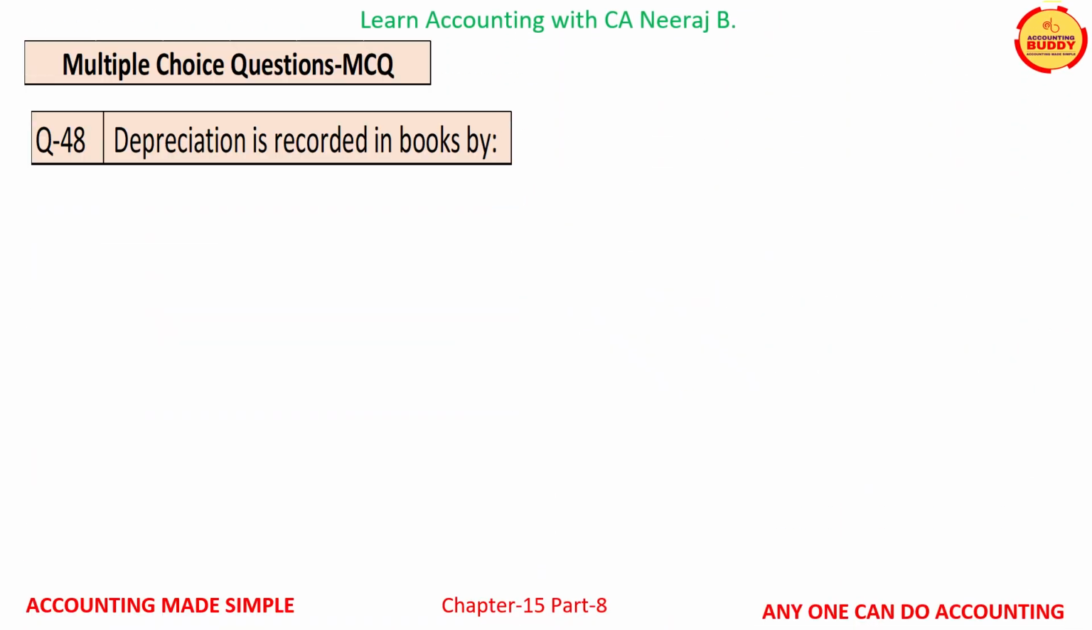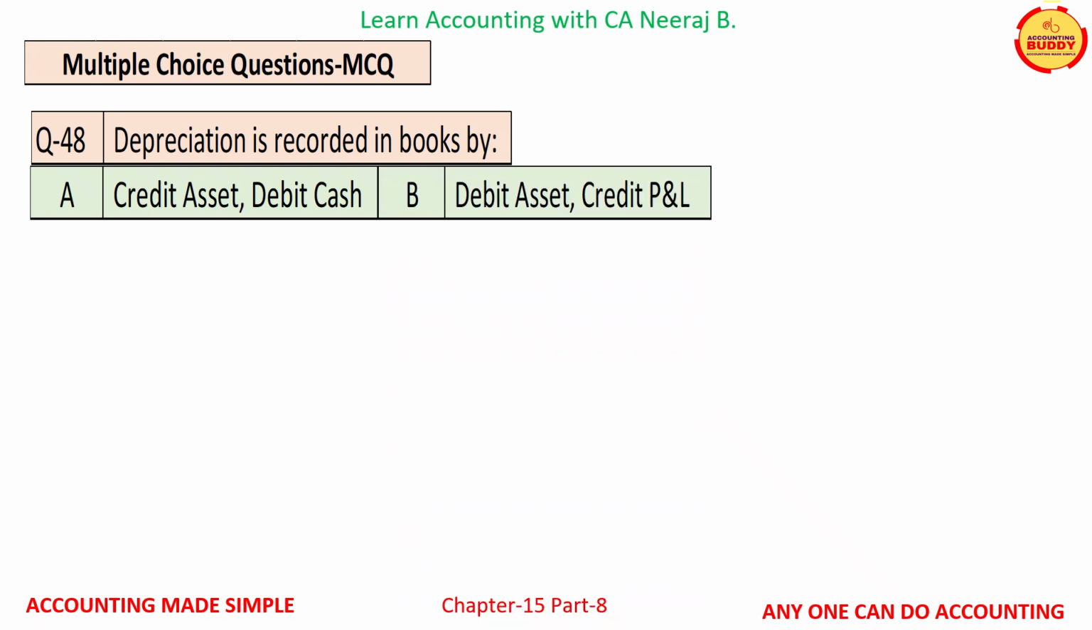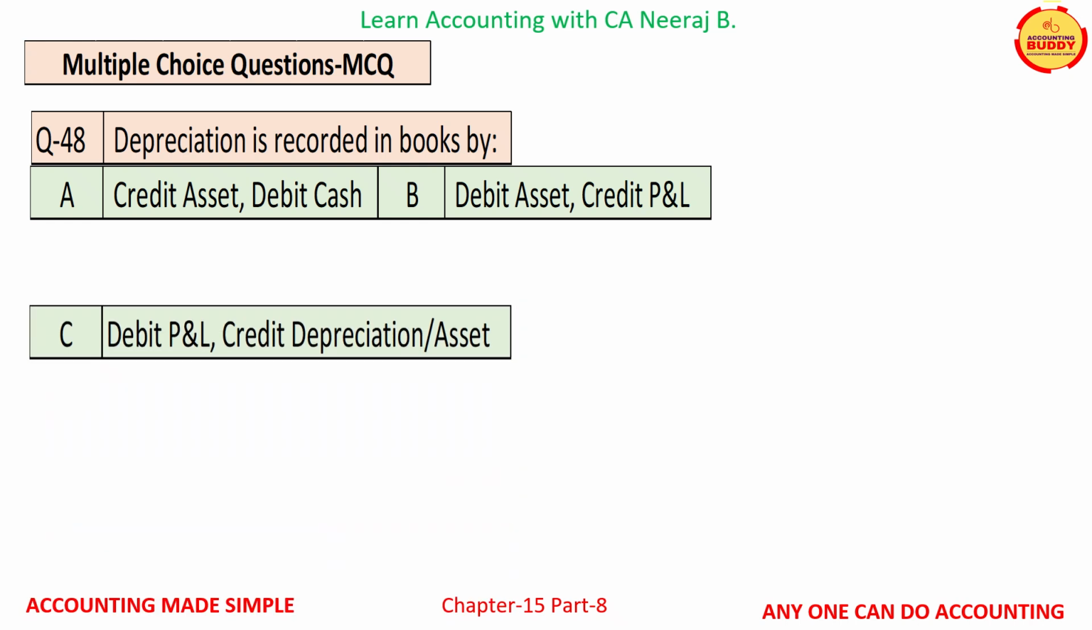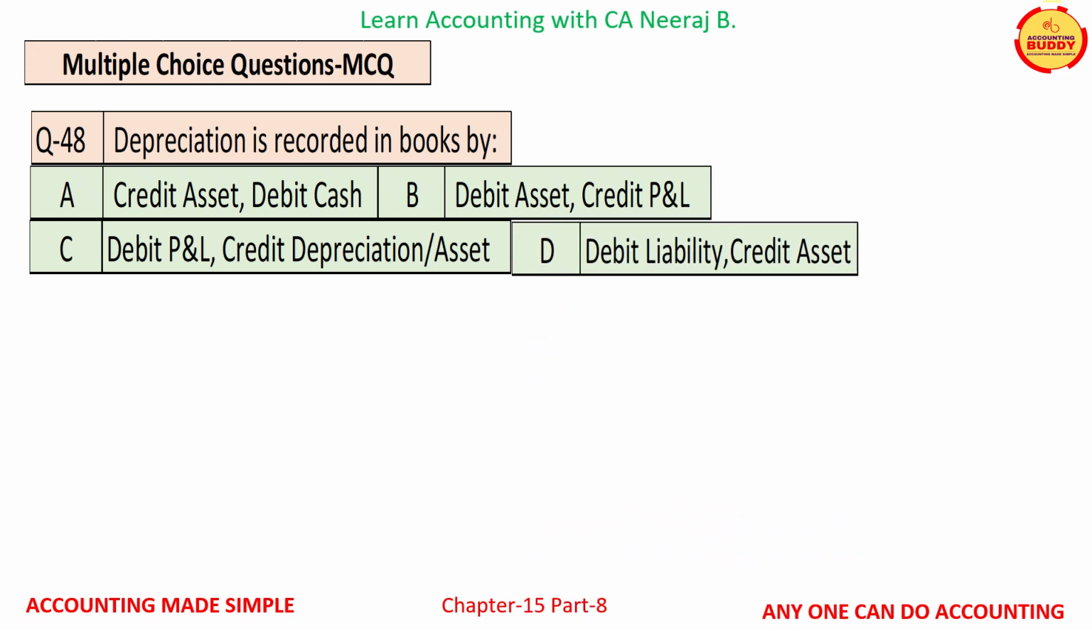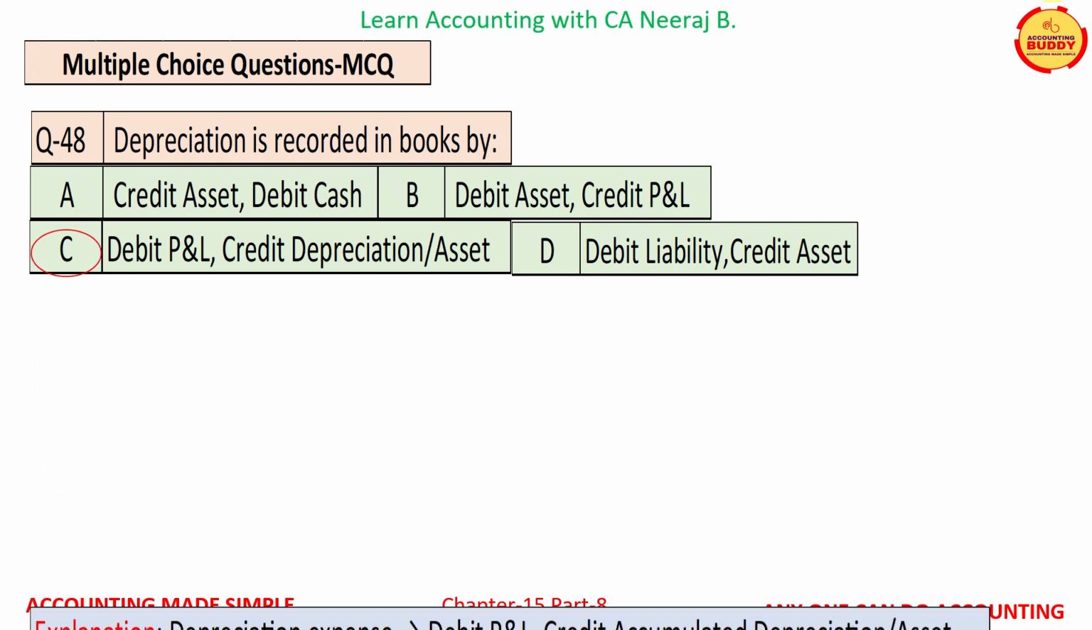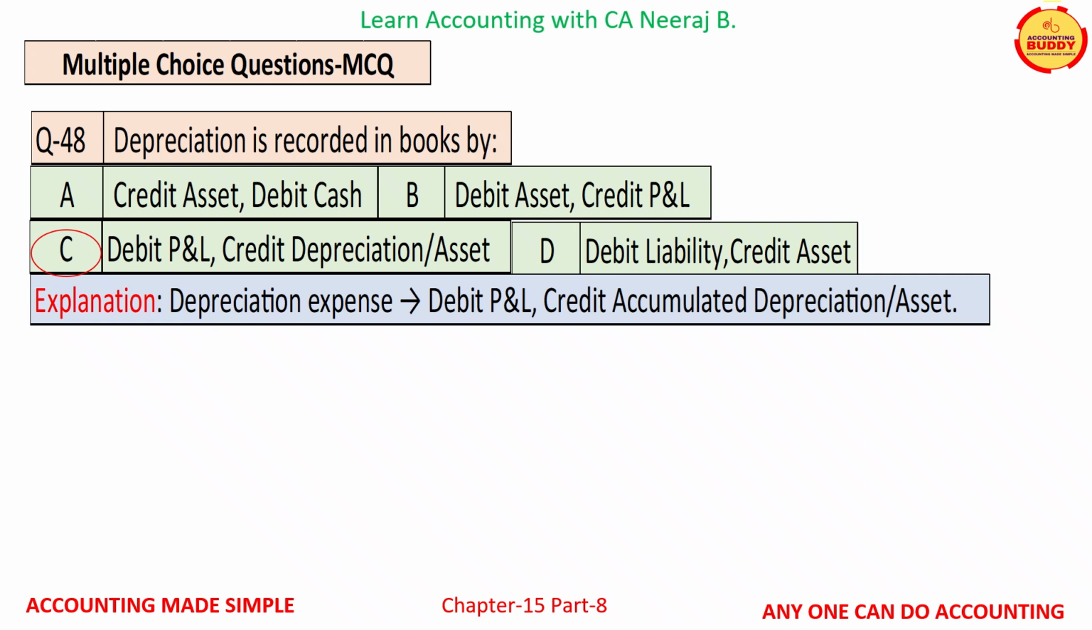Question number 48 is, depreciation is recorded in the books by, and the available options are option A credit assets, debit cash, option B debit asset, credit P&L, option C debit P&L, credit accumulated depreciation or asset account, option D debit liability, credit assets. And the correct answer is option C, debit profit and loss account and credit accumulated depreciation or asset account.